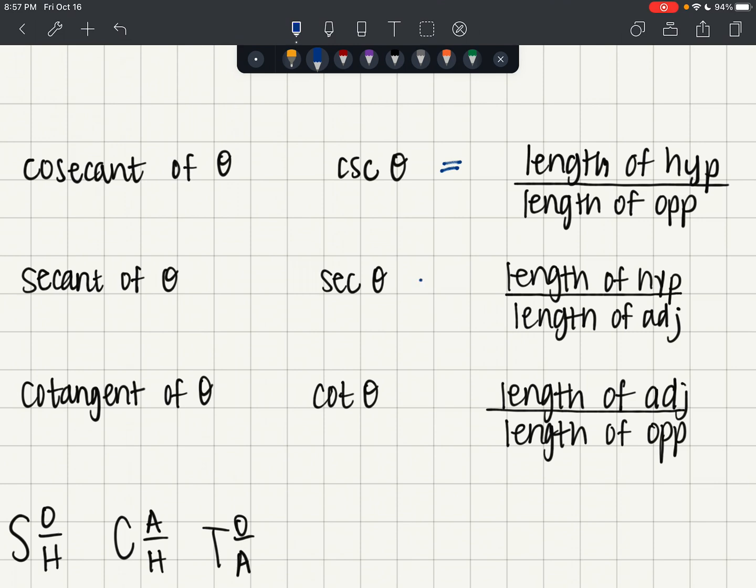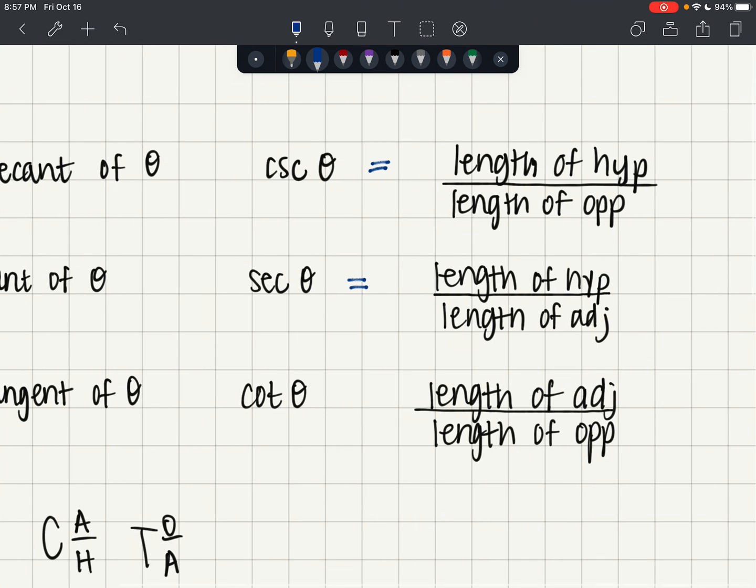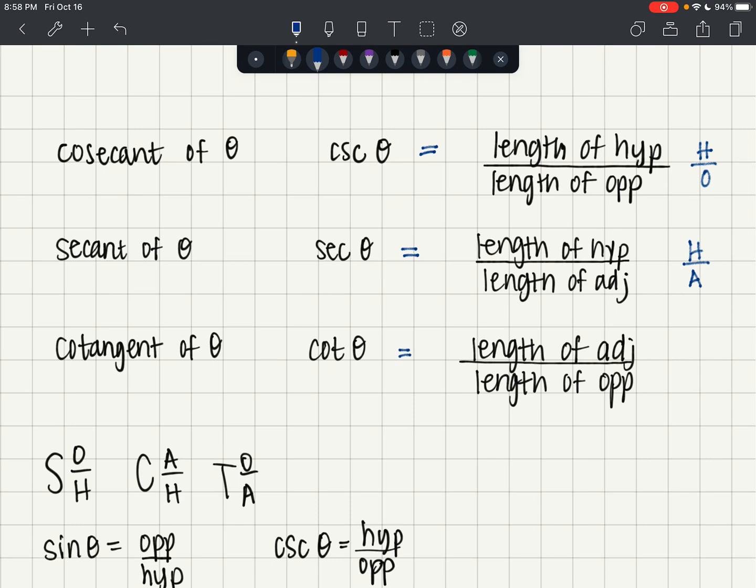And the secant of theta is SEC theta, and it is equal to the length of the hypotenuse over the length of the adjacent side. And I can write it like this: hypotenuse opposite, hypotenuse adjacent. And the cotangent of theta is equal to the ratio of the length of the adjacent side over the length of the opposite side.